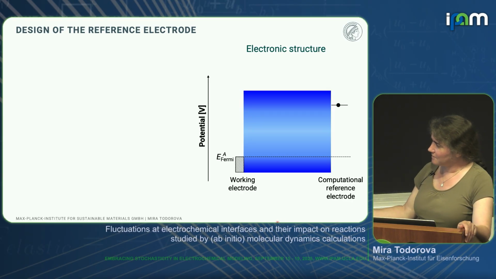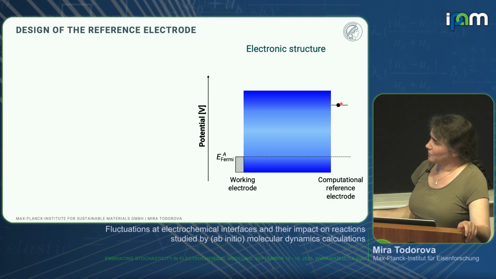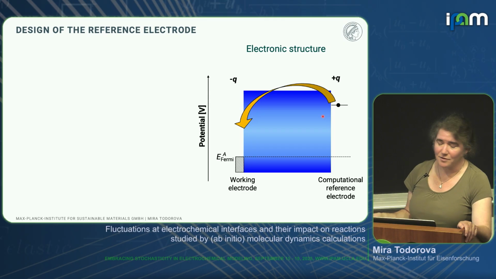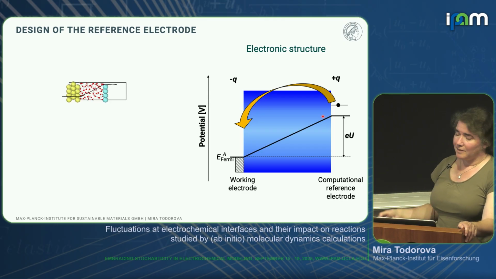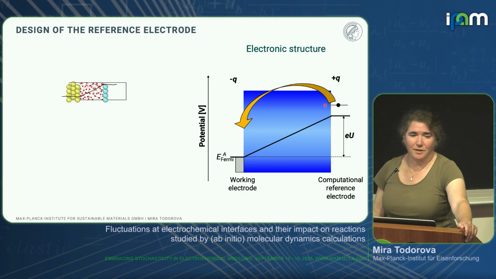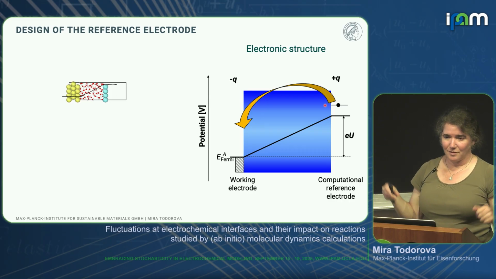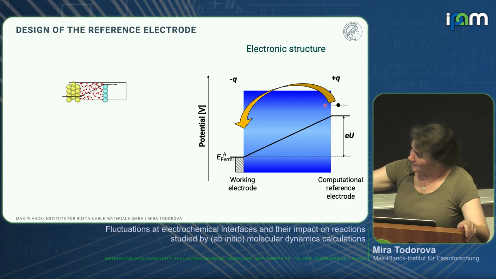What we want, this is my working electrode, this is my computational reference electrode, and let's say they have different Fermi energy. So if I have a state occupied here, then I will have a charge transfer so that I have separation of charge, getting a negative and a positive charge, and this will induce then an electric field, and I will have a potential drop between the two electrodes. This is the situation I would like to have.